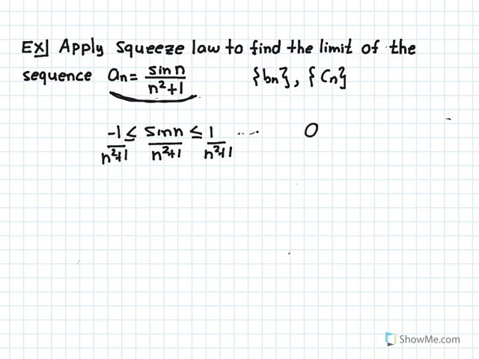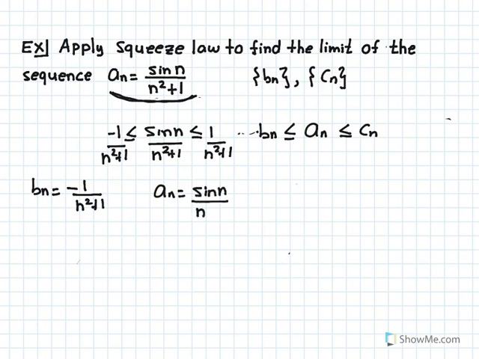So we now have bn is less than or equal to an, which is less than or equal to cn. So we're going to label bn to be equal to negative 1 divided by n squared plus 1. And we're going to label an to be the middle sequence, which is sine n, and this is the converging limit that we're trying to find. And we'll label cn to be 1 over n squared plus 1.